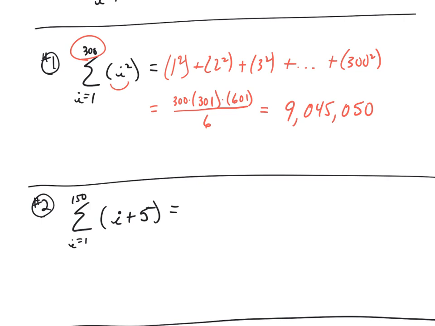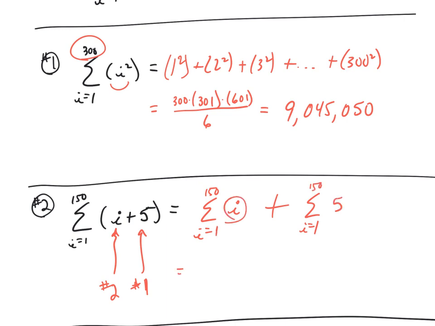The summation from i equals 1 to 150 of i plus 5. Notice the i is just a single variable, so we're going to use shortcut number 2. And then the second term is just a plain old number, so there we're going to use shortcut number 1. So this is essentially just going to be the same as the summation from i equals 1 to 150 of i plus the summation from i equals 1 to 150 of 5.